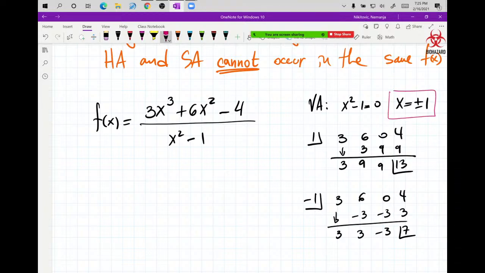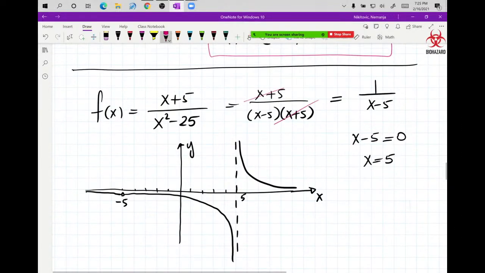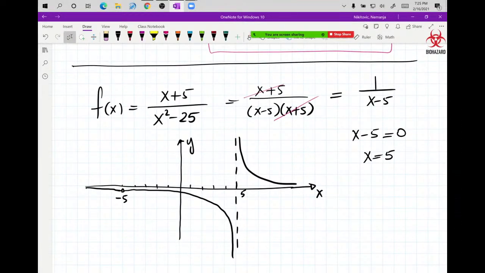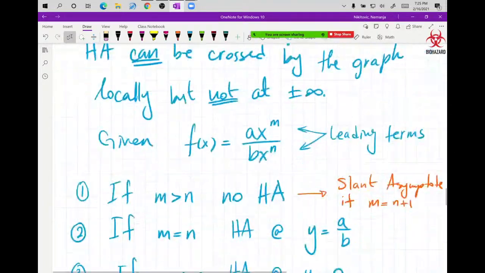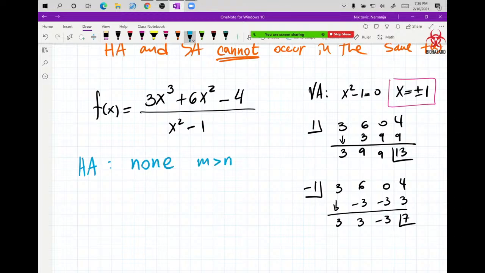So remember, you have to cancel first and then find vertical asymptotes. I kind of did it backwards here, where I first found vertical asymptotes and then checked if they actually are asymptotes. But you have to check, because you've seen this problem where it looks like you have 2 asymptotes, but you actually have 1 because one canceled. All right, cool. So now going back to this problem, those are the vertical asymptotes. We have 2 of them. Now, for horizontal asymptotes, well, none, because m is bigger than n.